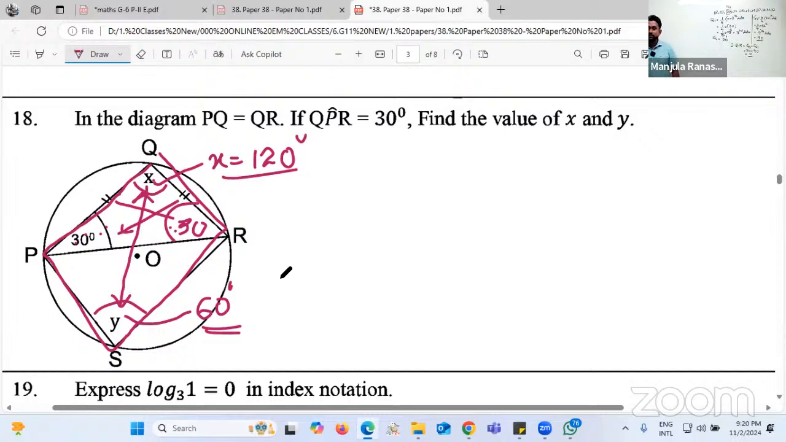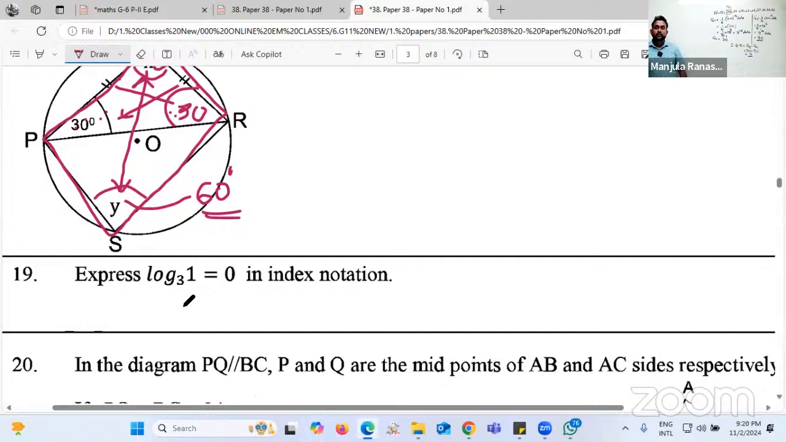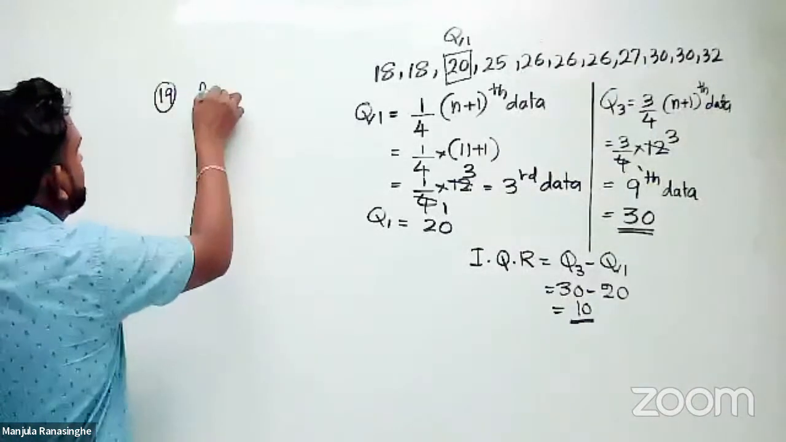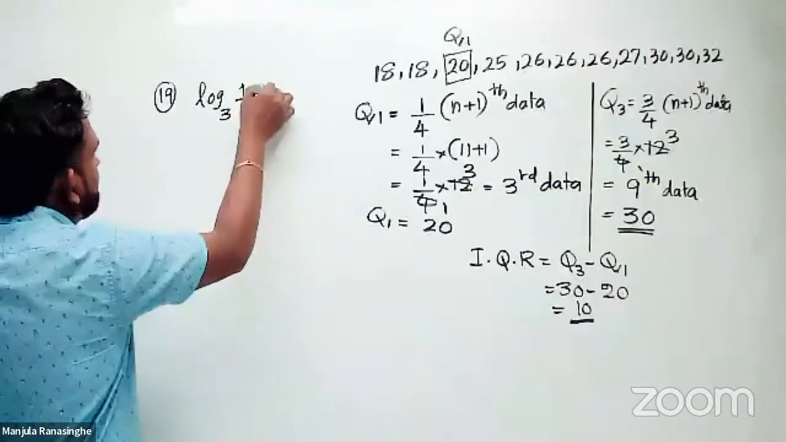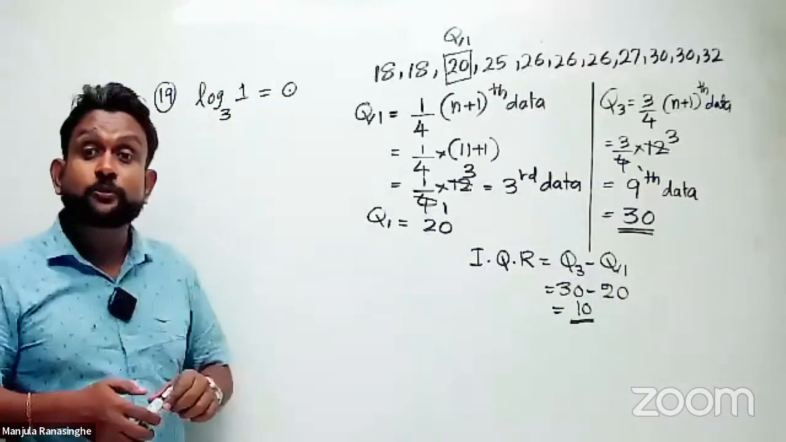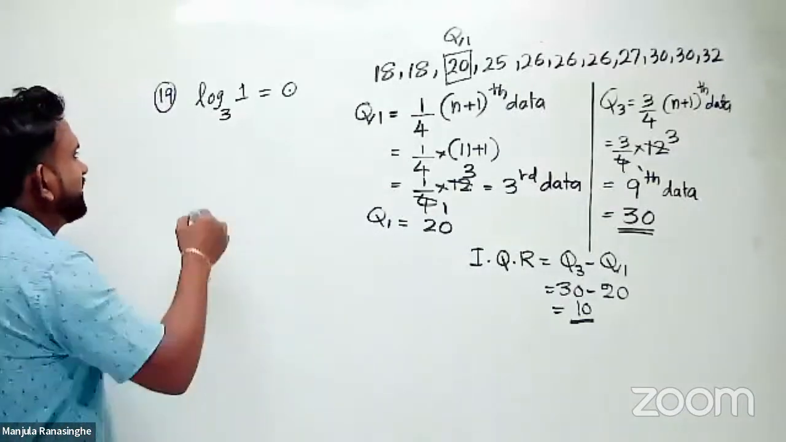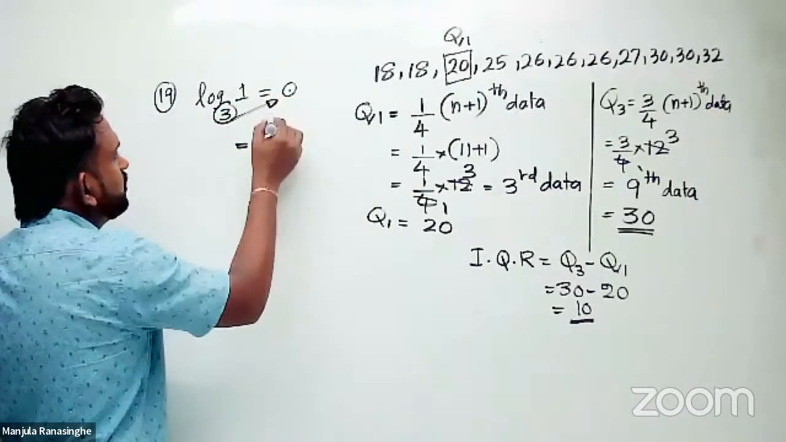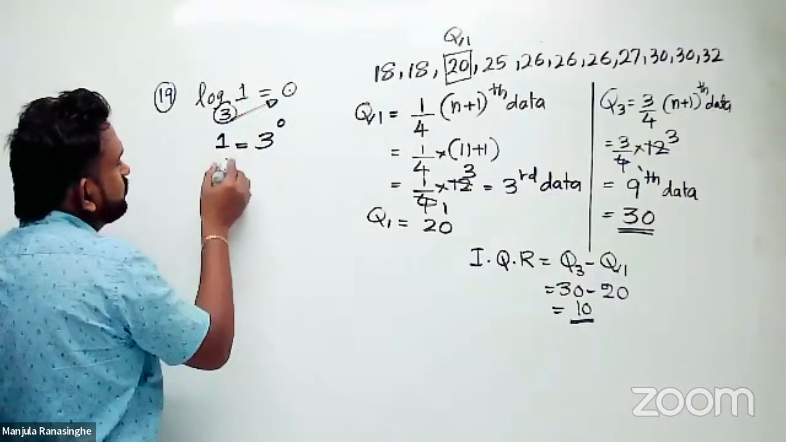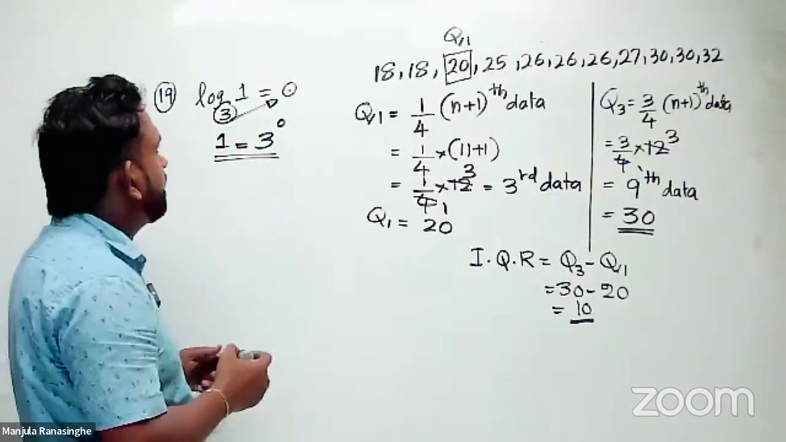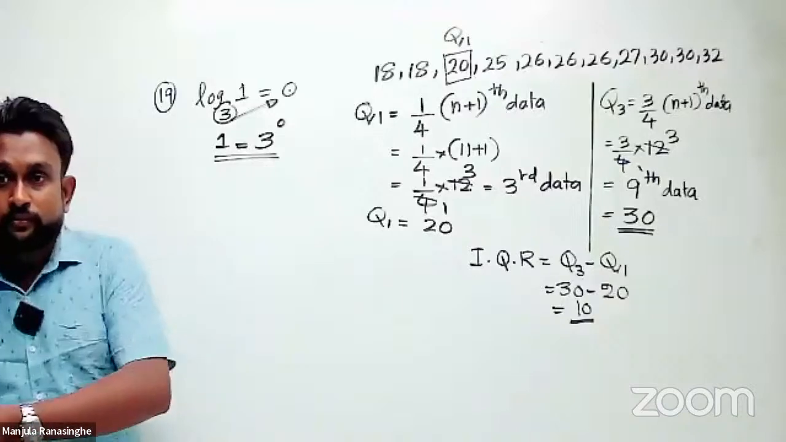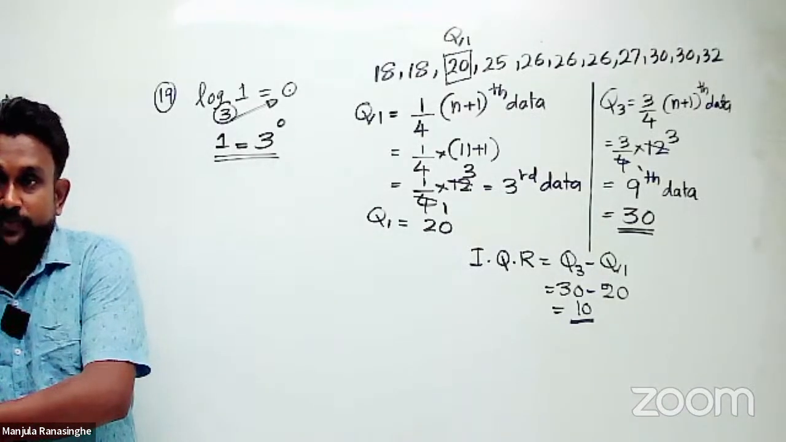Now we move to question number 19. Express logarithm of 1 to the base 3 in index form. Right. See there. Question number 19: logarithm of 1 to the base 3 equals 0. So this is called the log notation. How to convert to the index? Here this base is shifted to the right side as the base. Then 3 to the power 0 equals 1. So this is the index notation. 3 to the power 0 equals 1. Right. So that is the index notation.